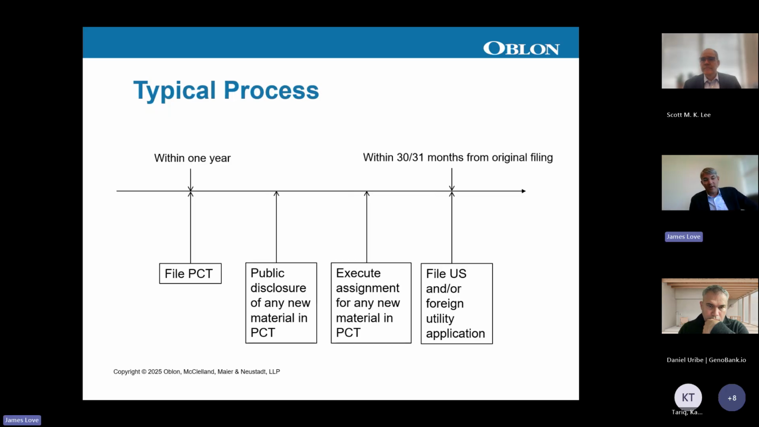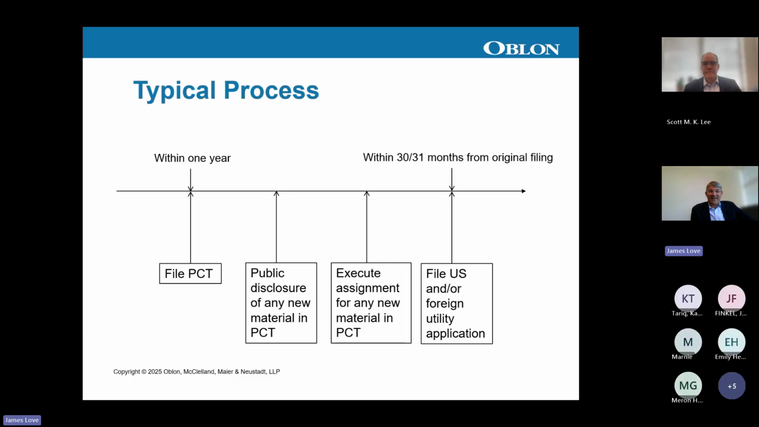Okay, so within 1 year of filing your provisional application, you can file a PCT application, as I mentioned before. So you might say, well, what does this look like? Well, you might have some new material. One thing that I often see is people will file their provisional application and then keep working on their idea, right? And as they keep working on their idea, they might come up with some new material. When you have new material, you need to make sure that you have a new assignment for that new material. And then within 30 to 31 months, you'll file your utility application.